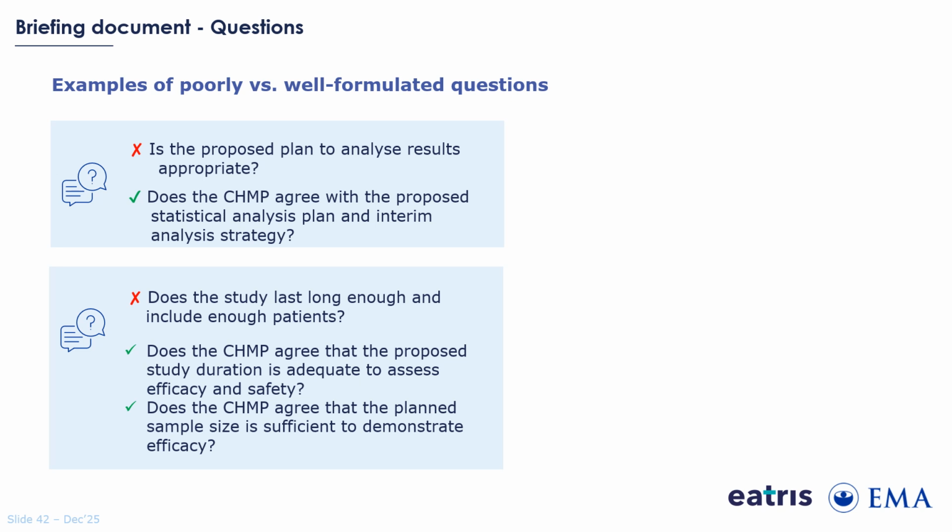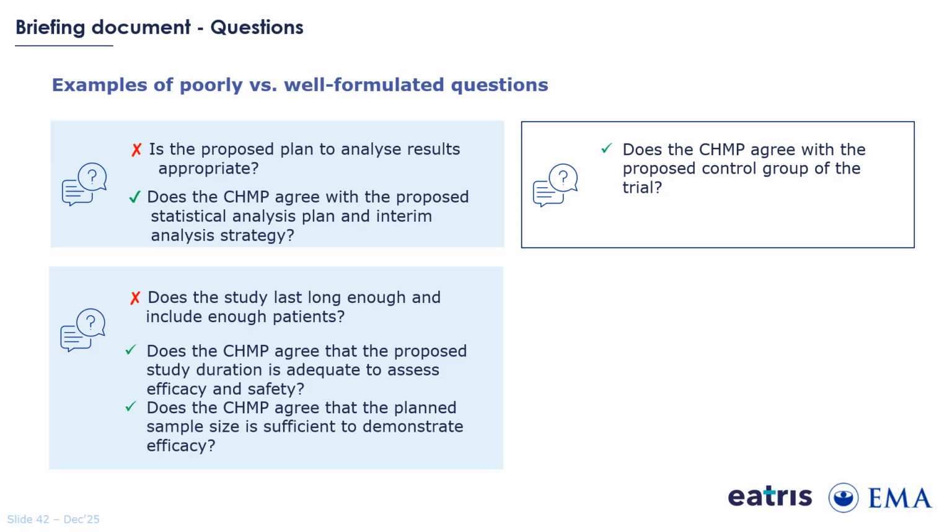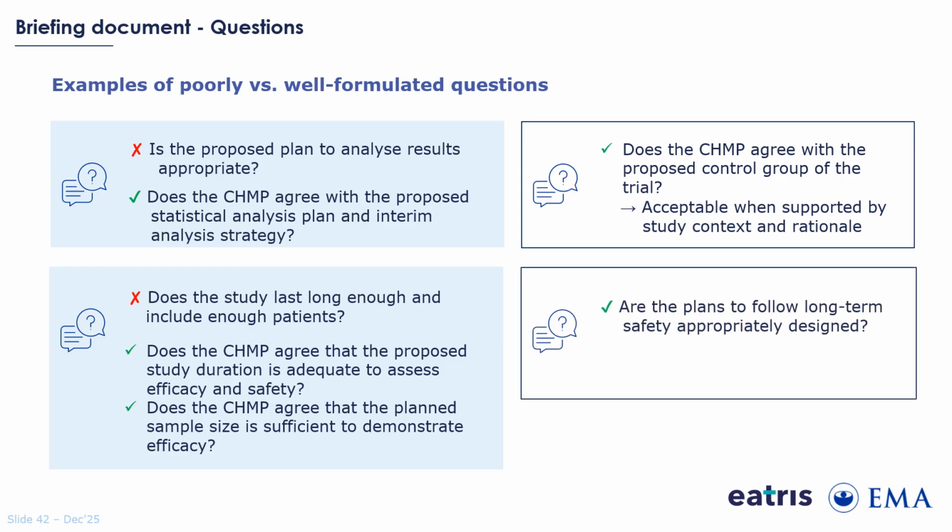Other examples include, does the CHMP agree with the proposed control group of the trial? This question is acceptable when supported by the study context and rationale. Are the plans to follow the long-term safety of the product appropriately designed? This question is generally acceptable when justified by the indication and expected risk profile.